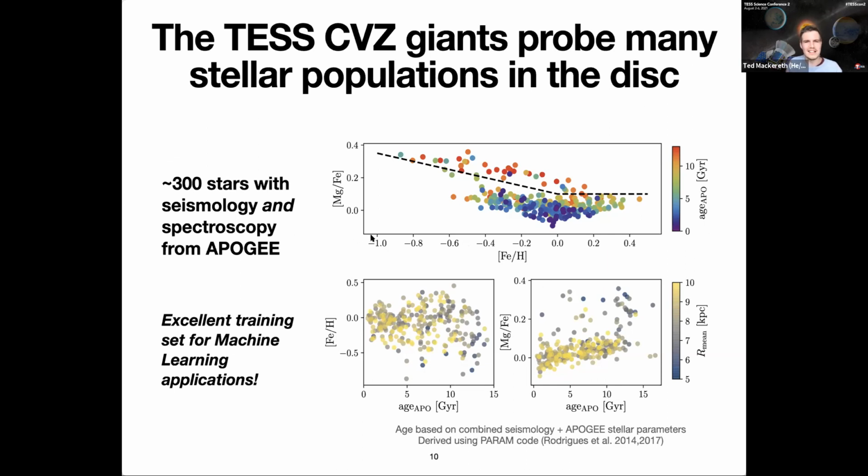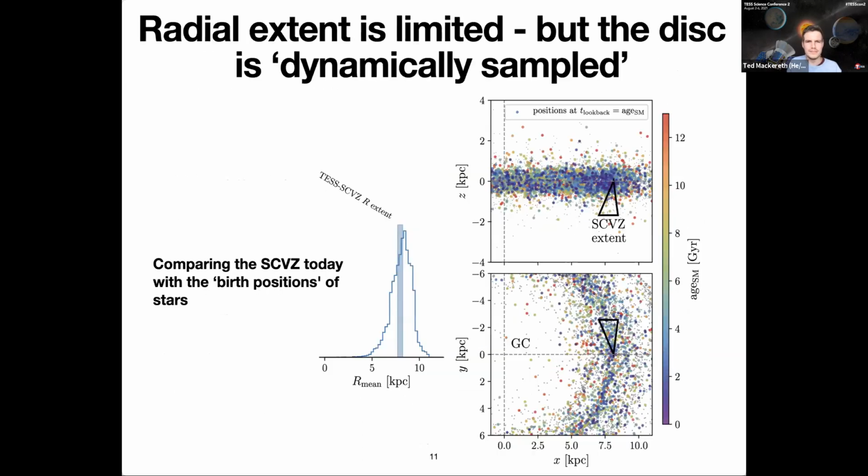And so eventually, I think the CVZ data will make an excellent training set for these machine learning applications, because you can take those 12 sector data stars, measure their ages and things very precisely, and then paint that over onto that full sky sample.